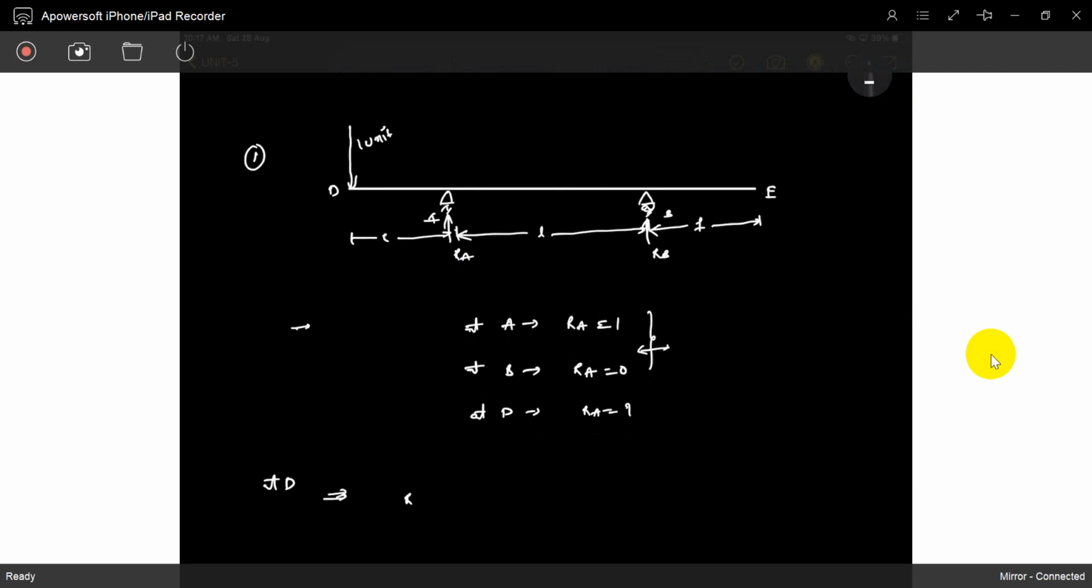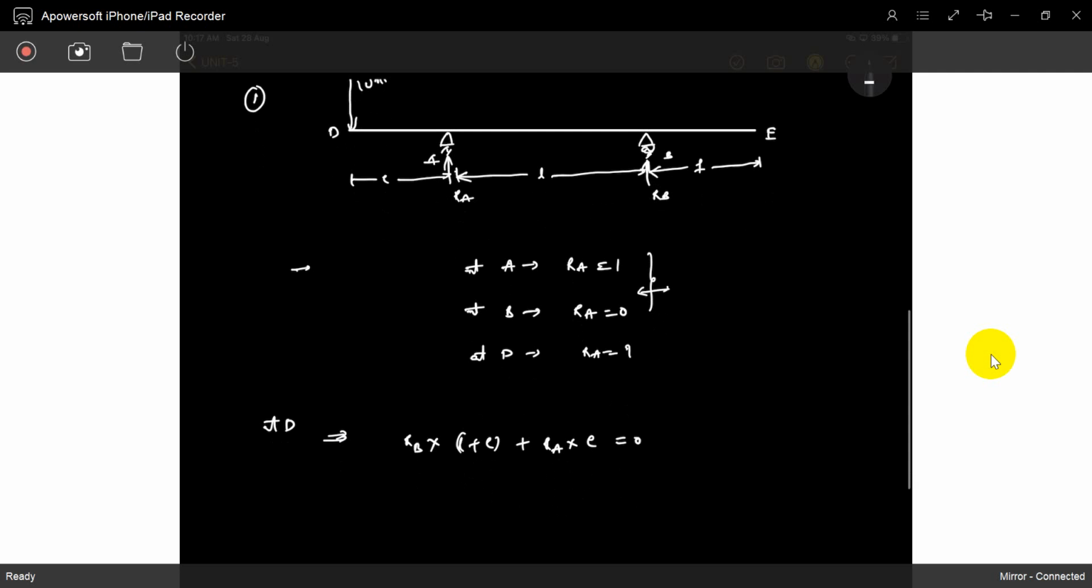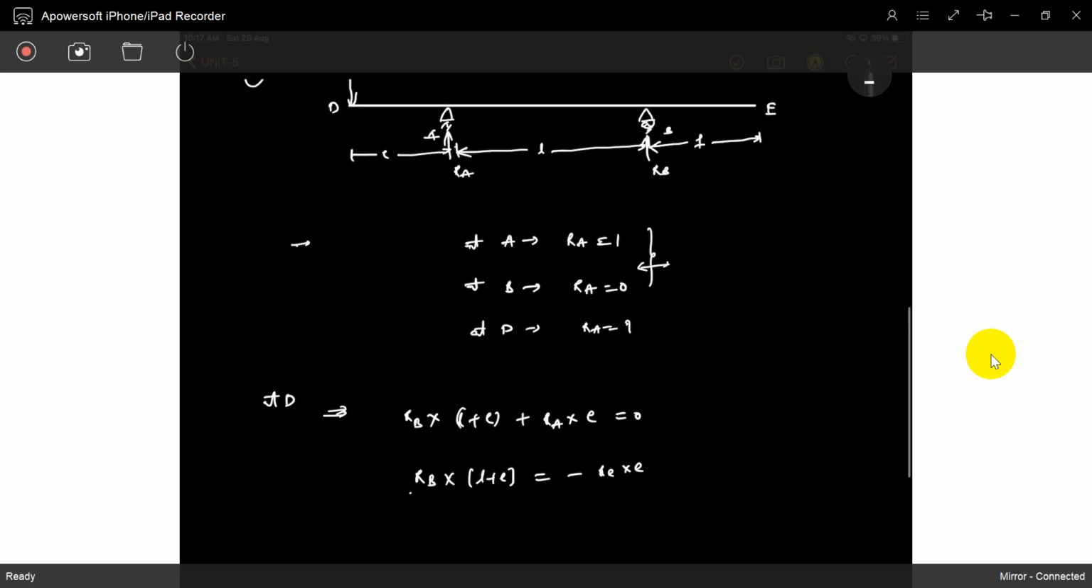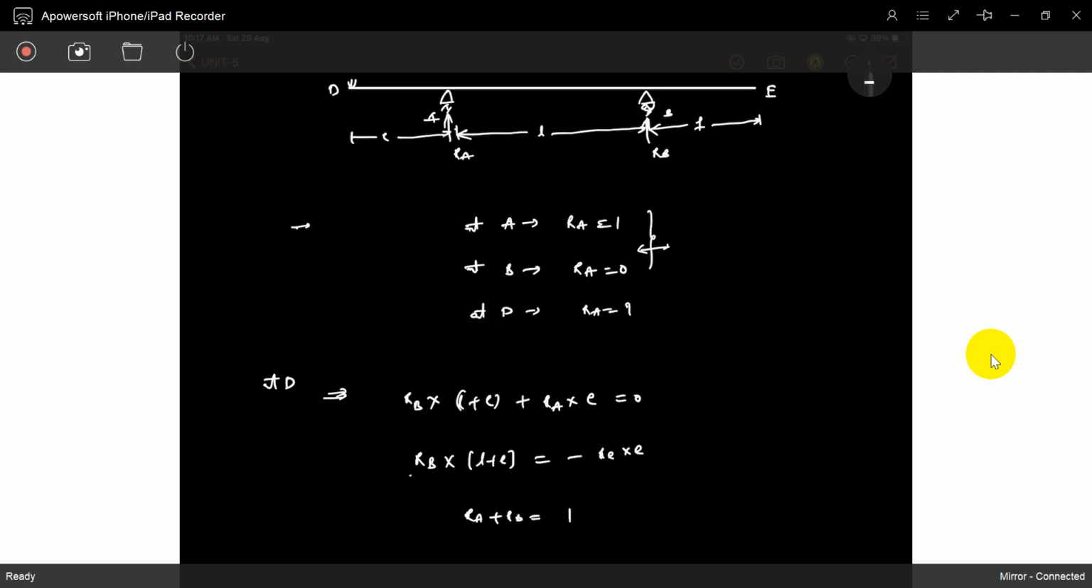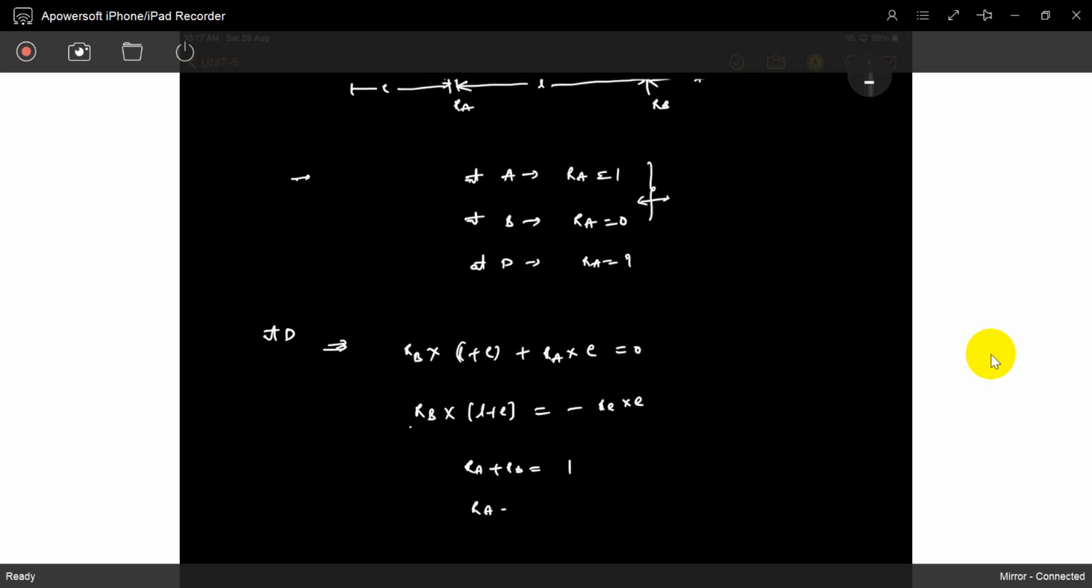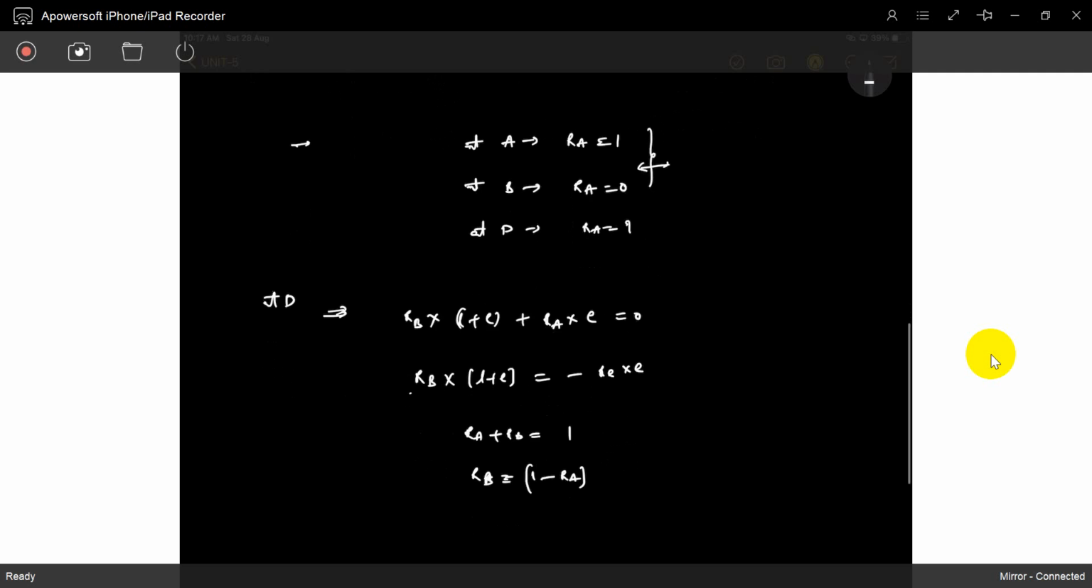Moment at D is 0. RB into (L plus E) plus RA multiplied with E must be 0. So RB into (L plus E) is equal to minus RA multiplied with E. And also RA plus RB should be 1, that's it, na? So RB in terms of RA: RB is equal to 1 minus RA.